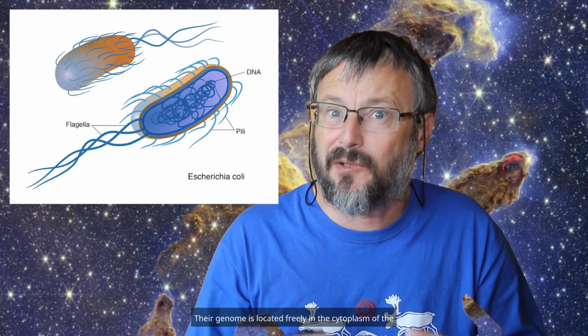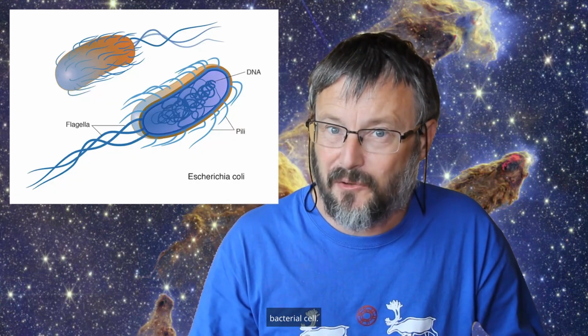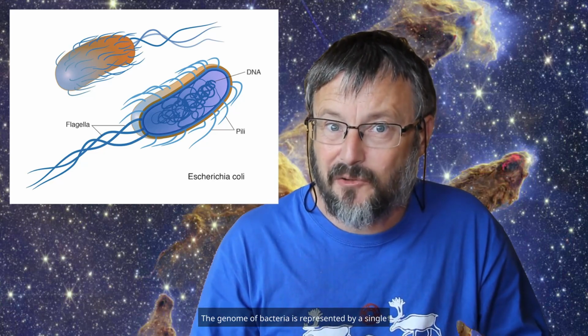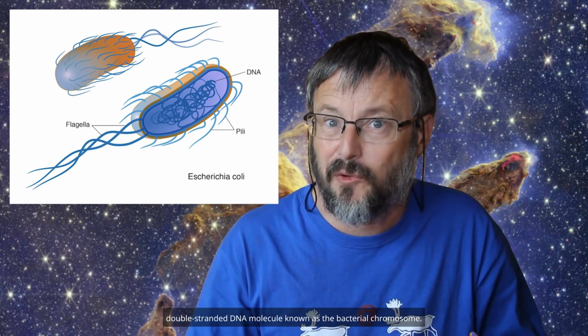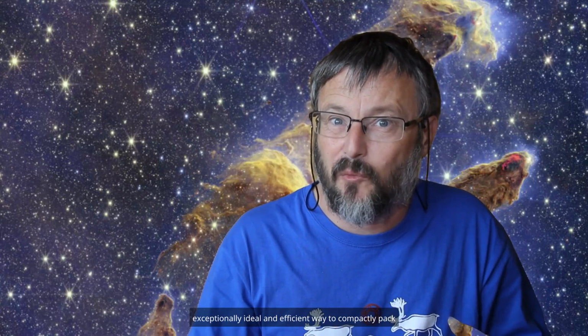Bacteria do not have a nucleus, which is why they are referred to as prokaryotic organisms. Their genome is located freely in the cytoplasm of the bacterial cell. The genome of bacteria is represented by a single double-stranded DNA molecule known as the bacterial chromosome. Most often, it is a large circular DNA molecule that is millions of nucleotides long. In bacteria, the genetic material, DNA, is intricately coiled into many distinct loops, which is an exceptionally ideal and efficient way to compactly pack the circular DNA into a very small, confined space within the cell.